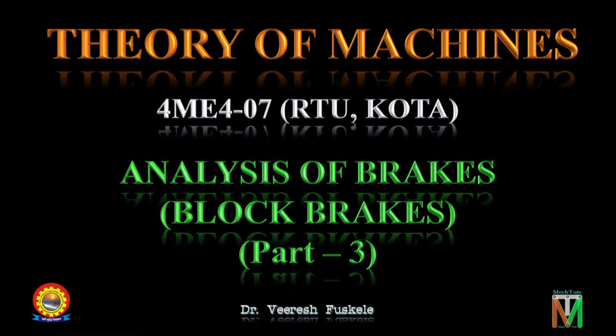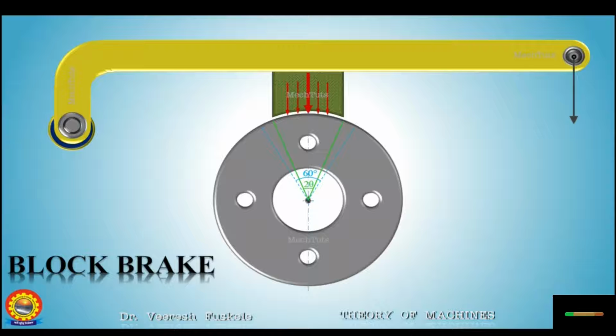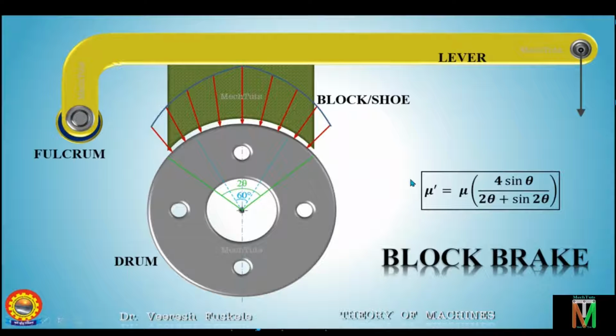In previous two lectures we have discussed the pressure distribution in both the cases of angle of contact, that is less than 60 degree as shown here and greater than 60 degree as shown here. And we also saw the equation of equivalent coefficient of friction as this.